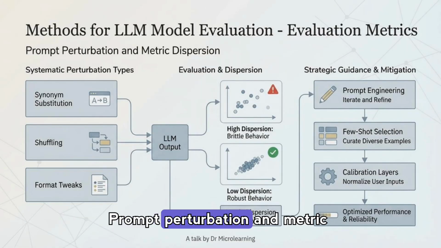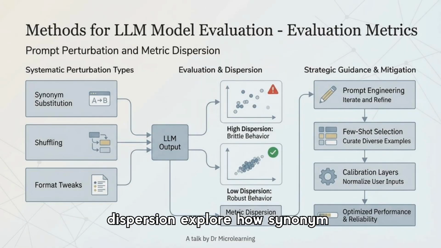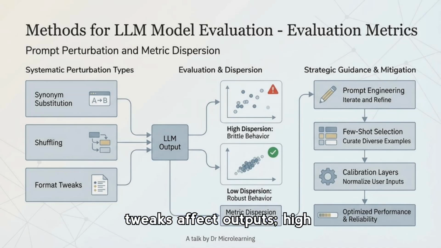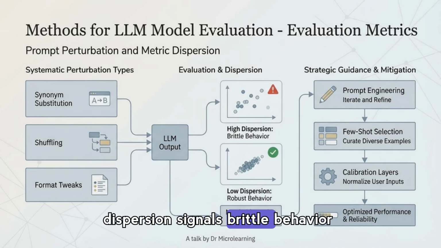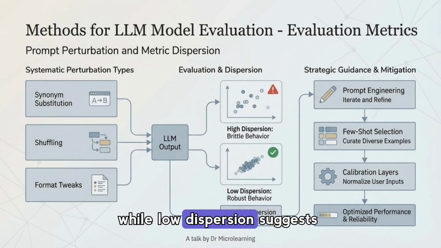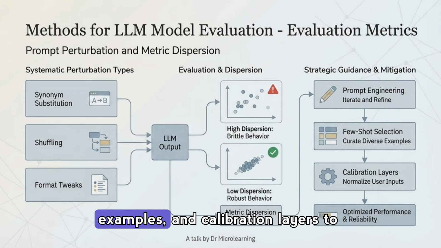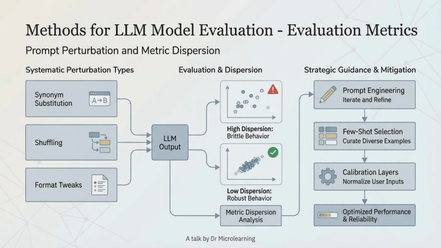reliability. Prompt perturbation and metric dispersion explore how synonym, substitution, shuffling, and format tweaks affect outputs. High dispersion signals brittle behavior, while low dispersion suggests robustness, and the strategic response is iterative prompt engineering, curated few-shot examples, and calibration layers to normalize inputs and reduce metric instability.